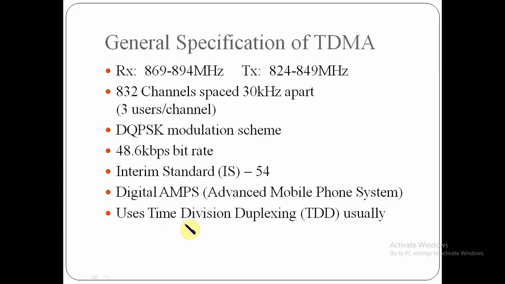These are some general specifications of digital AMPS, that is Advanced Mobile Phone System. It usually uses time division duplexing, TDD. The bit rate is 48.6 kbps. It has 3 users per channel.